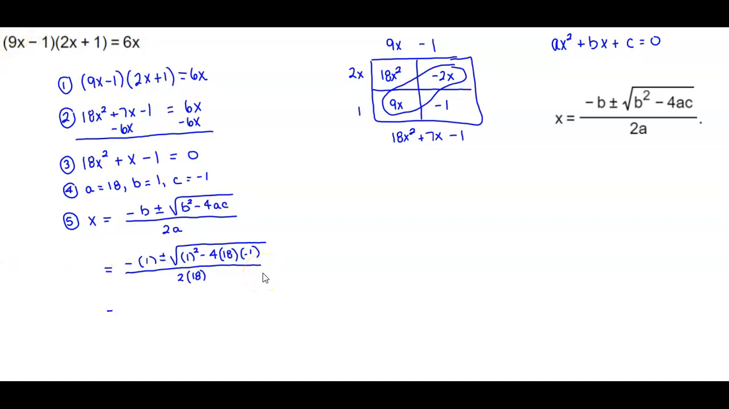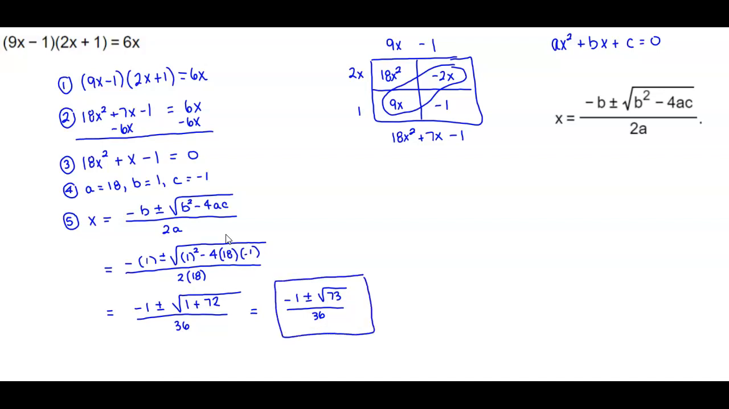So let's go ahead and simplify this a little further. We have negative 1 plus or minus 1 squared, which is 1. We have a negative 4 times 18 times negative 1, which is plus, right? And so we have 4 times 18, which is 72, over 2 times 18, which is 36. So that's going to equal negative 1 plus or minus the square root of 1 plus 72, which is the square root of 73, over 36.